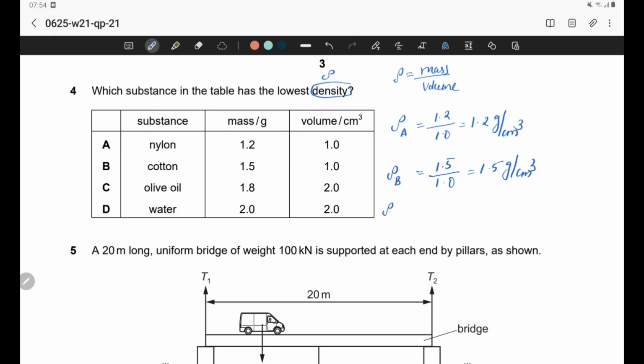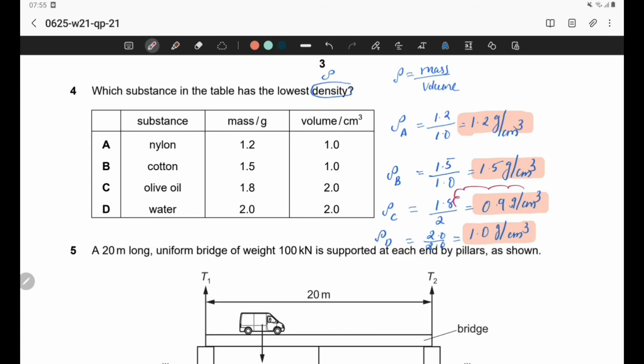Then we can find the density of the substance olive oil, which is given in option C. So the mass is 1.8 over volume 2, and we will get 0.9 gram per centimeter cube. Finally, the density of water, which is given in option D, is 2 over 2. Then we will get 1 gram per centimeter cube. Now we can compare all these densities and we can identify olive oil has the least density, only 0.9. Therefore, the correct answer is option C.